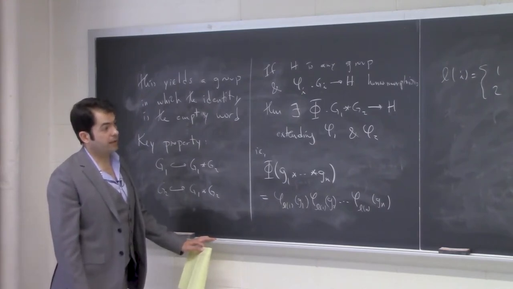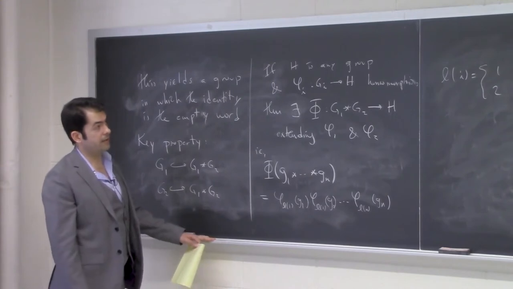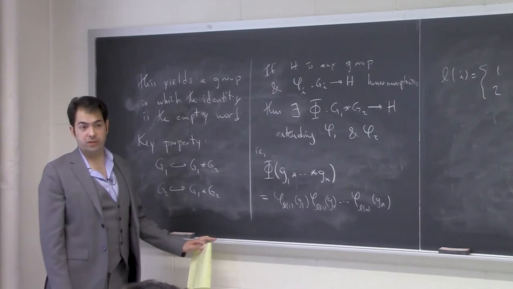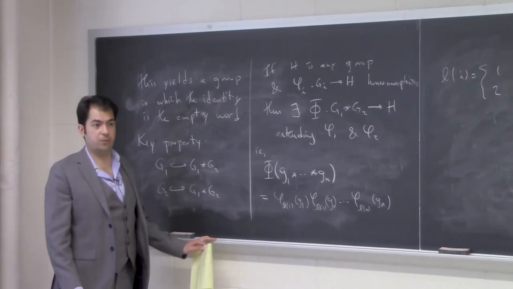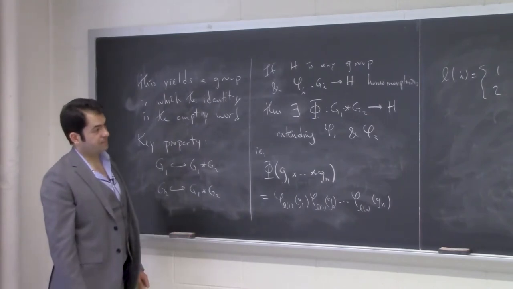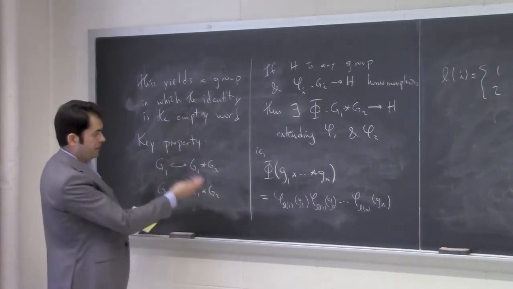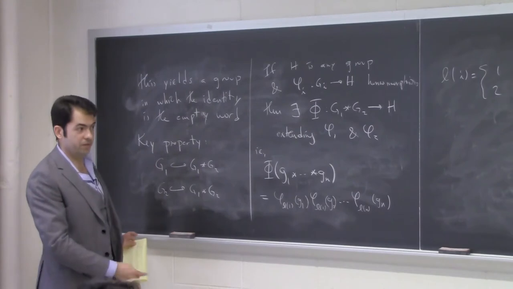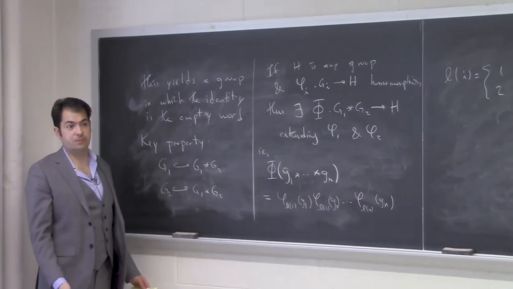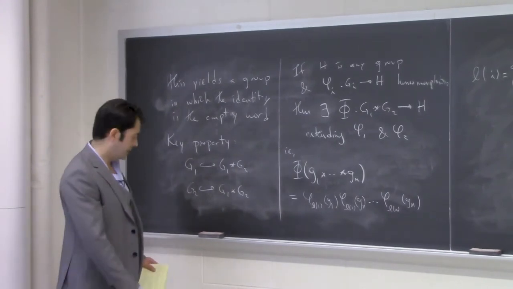If you've never seen this before, then look up the details in Hatcher. He goes through the proof that this is a group. Associativity is tedious. But anyway, I hope the construction is intuitive. You're just putting elements of G1 following them by elements of G2.